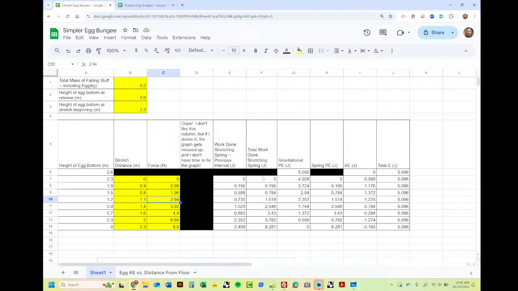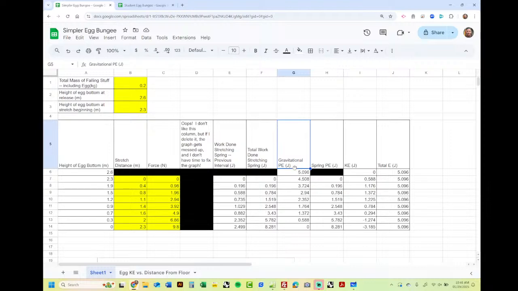The next thing I would do, gravitational energy, should be easy because let's just use the height of the egg bottom as h for mgh, which is how you get gravitational energy. And the mass is this. So it's the mass of the thing that's falling. And then h, well, you know g. So these are all just mgh. When you get to zero height, you get to zero gravitational energy.